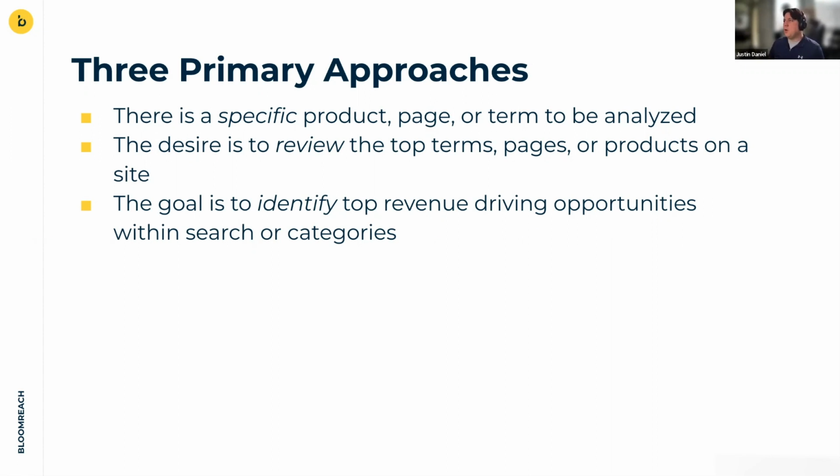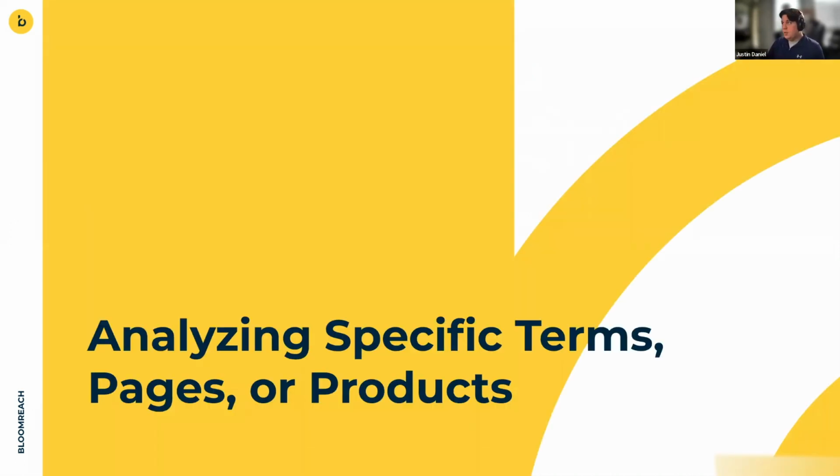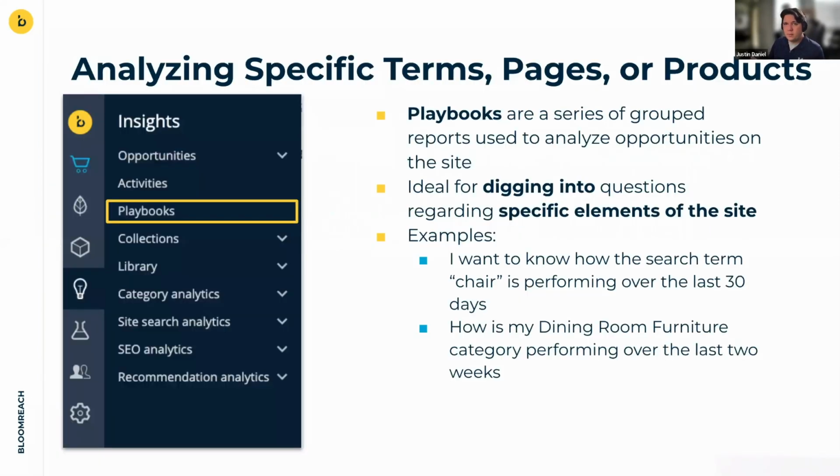There are suites of reporting that really serve well for each one of these. Right tool for the right job. If any of you are in the home improvement space or working with tools or anything like that, you've probably heard that before. And Insights is just like that. You're going to want to pick the right suite of reports for the right job. I'm going to cover some things that are a little high level and some things a little more specific, and try to talk about some of the most helpful elements of each of these to help you narrow your focus. So let's start with the first one, analyzing specific terms, pages, or products.